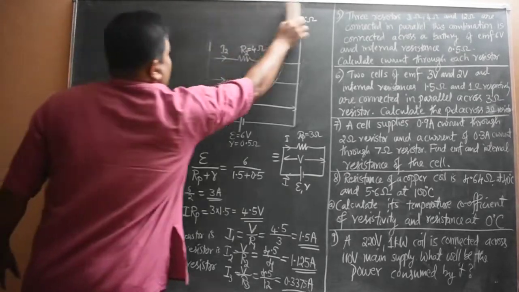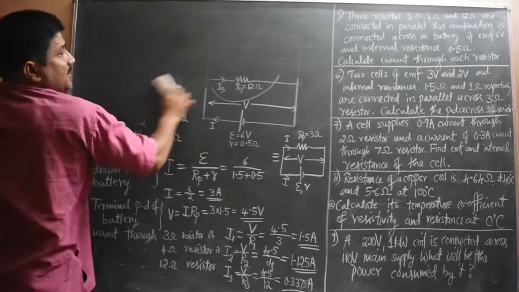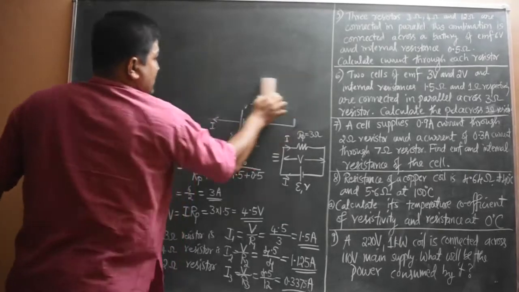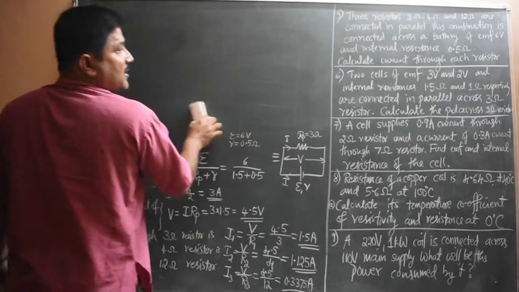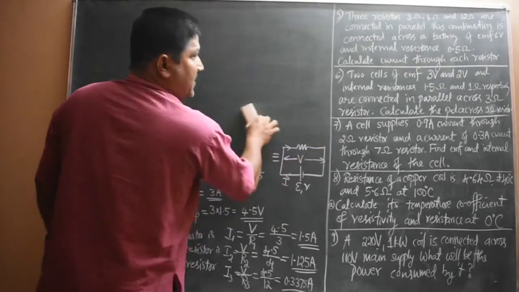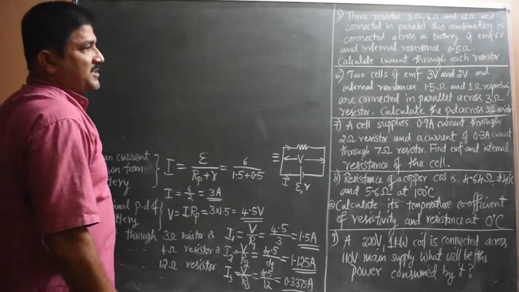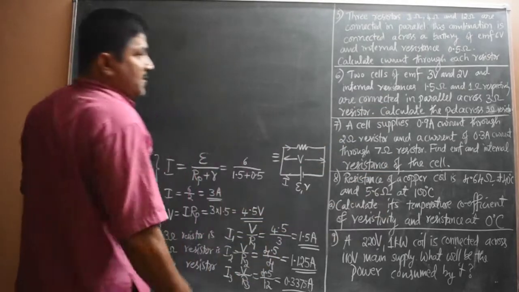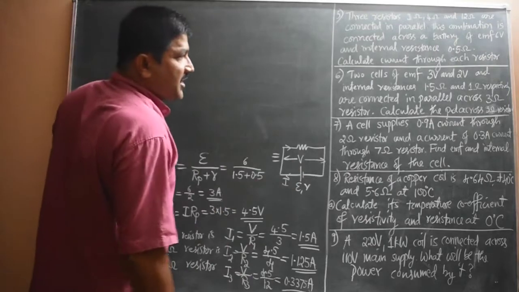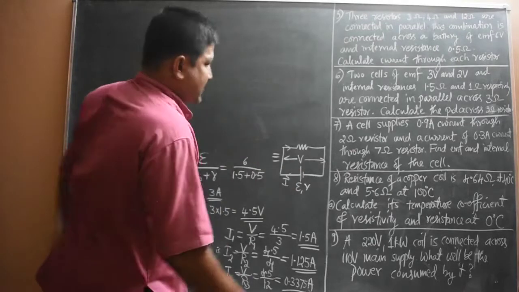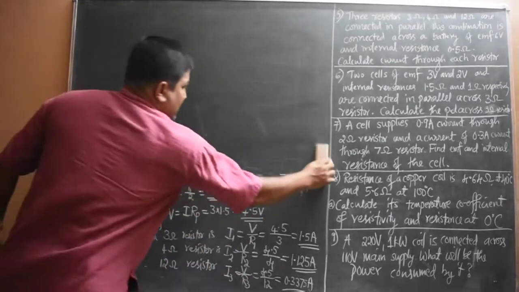So the second problem in this is: two cells of EMF 3 volt and 2 volt, and internal resistances 1.5 ohm and 1 ohm respectively are connected in parallel across a 3 ohm resistor. Calculate the PD across the 3 ohm resistor. So that's problem number 6. So this problem we have to solve.